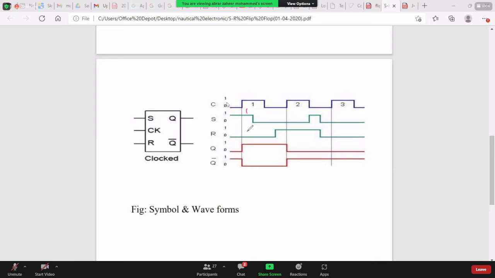Here S is 1 and R is 0. When S is 1 and R is 0, the flip-flop is set to 1. Next, S is 0 and R is 1, so the flip-flop is reset to 0. S is 0 and R is 0: for 0, 0, the output is no change, meaning whatever was stored before will appear at the output. This is the working of the SR flip-flop.